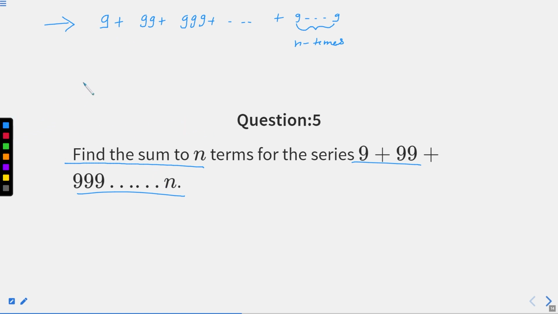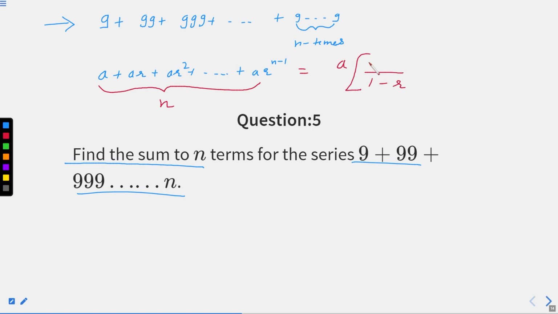Let me recall the formula for the GP. If we have the first term, then the second term AR, plus AR squared, till AR to the n minus 1, then the total number of terms is n. So the sum will look like first term times 1 minus common ratio raised to the power number of terms, where n is the number of terms. Clear?